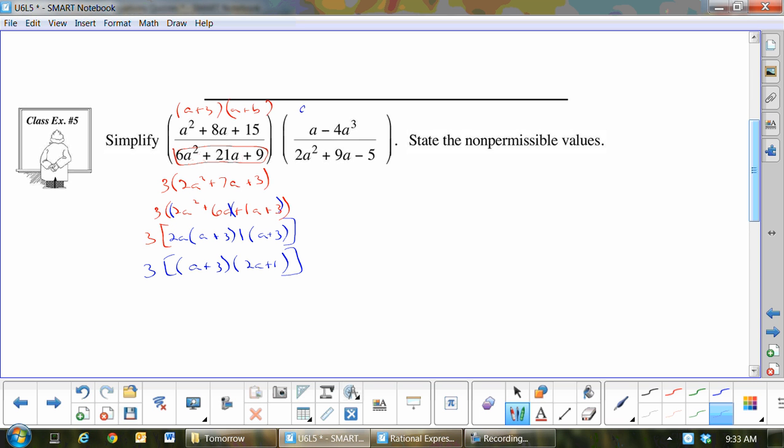Take out an a, that's going to leave you with 1 minus 4a squared. Difference of squares. So that's a 1 minus 2a, 1 plus 2a.